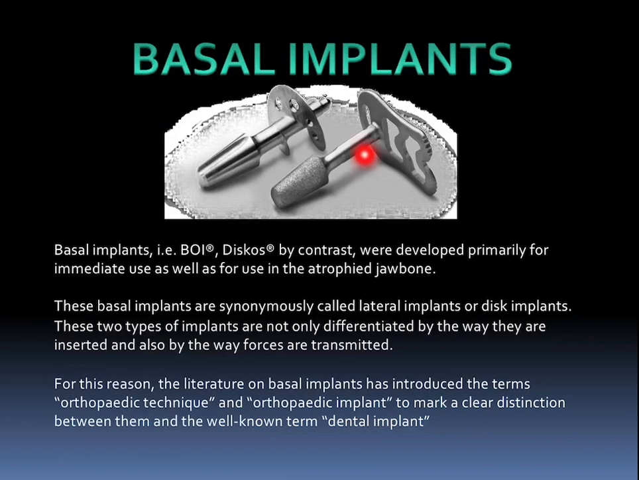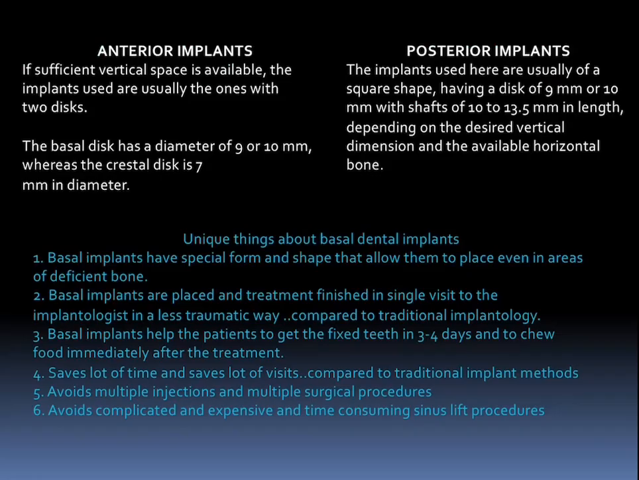This is how a basal implant is seen. It can be available in a disc form or a plate form. In the anterior zone, it can be used as a disc with a diameter of about 9 to 10 mm, whereas the crestal disc is about 7 mm in diameter. In the posterior implants, it can be used with a disc of about 9 to 10 mm and with a shaft of about 10 to 13.5 mm in length.